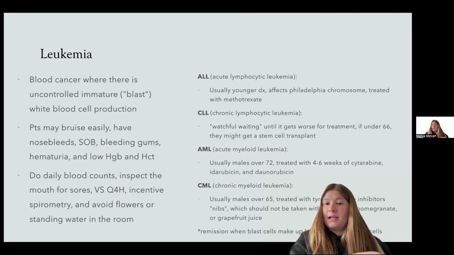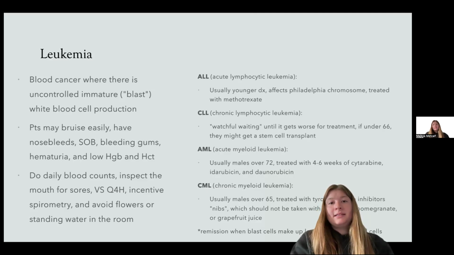AML is acute myeloid leukemia. This is typically seen in males, and usually we see this over the age of 72. We treat AML with 4 to 6 weeks of cytarabine, idarubicin, and daunorubicin.